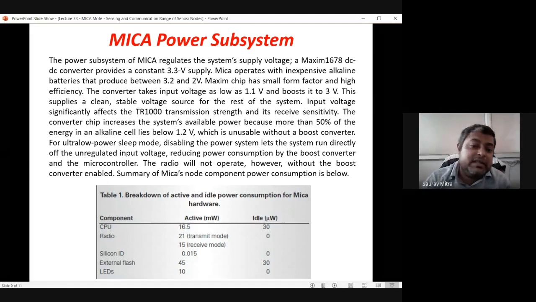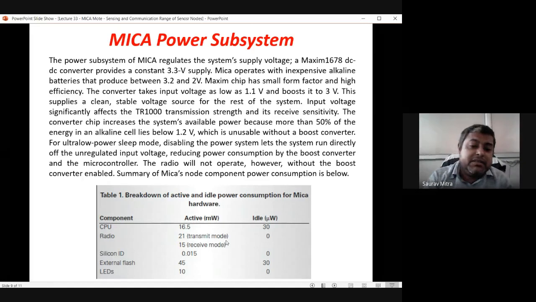As soon as it switches from idle state to active state, a huge amount of power is suddenly pulled from the battery of the MICA Mote. So there is pressure on the power system as soon as the node enters the active mode from idle mode. This is a very important question. At active state, 16.5 milliwatt power is used by the node. At idle state, 30 microwatt power is used by the node. It is not zero, it is 30 microwatt.